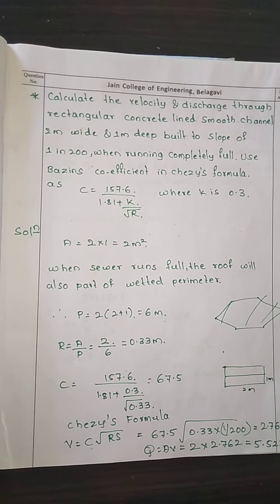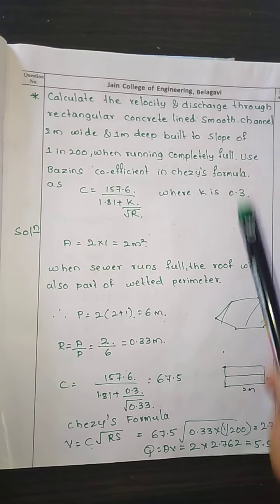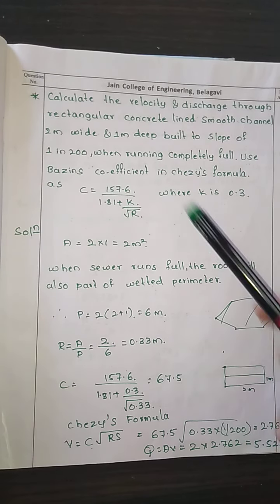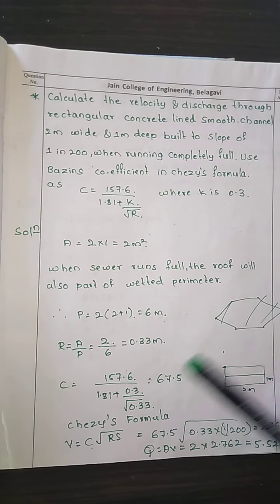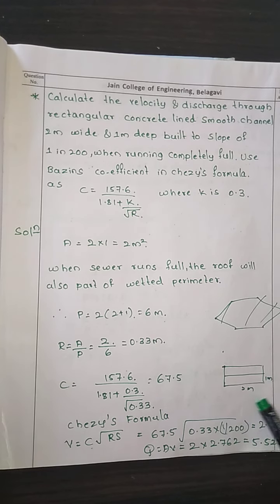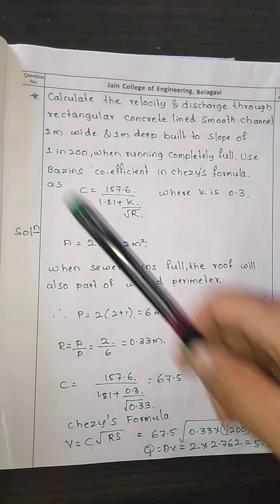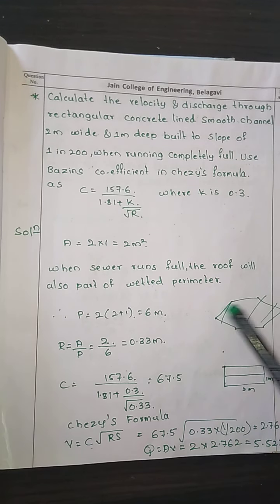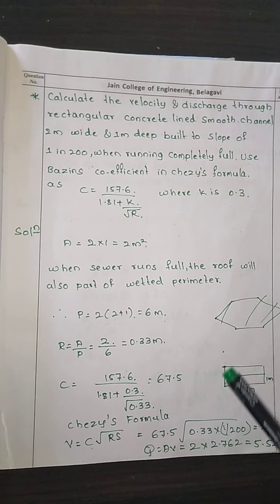This problem is regarding the rectangular sieve. Now calculate the velocity and discharge through a rectangular concrete lined smooth channel which is 2 meter wide and 1 meter depth. That is, the rectangular channel is 2 meter by 1 meter, 2 meter wide and 1 meter depth, and it has a slope of 1 in 200.